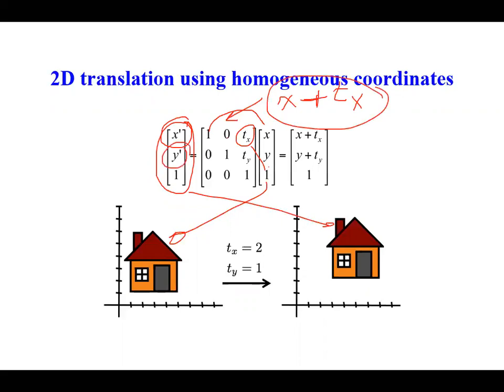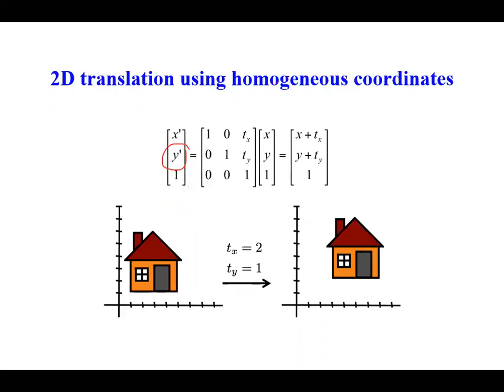How about this y dash? Y dash is equal to 0 multiplied by x, so 0, plus 1 multiplied by y, plus ty multiplied by 1, so translation in the y direction. So now I can use this as a matrix for my translation. This house, as an example, has moved 2 in the x direction and then 1 in the y direction. That house will move to here using this transformation.